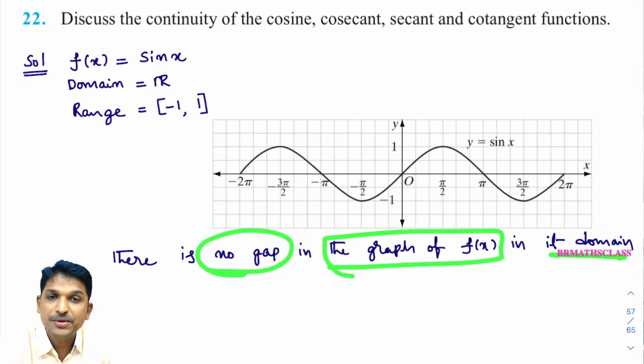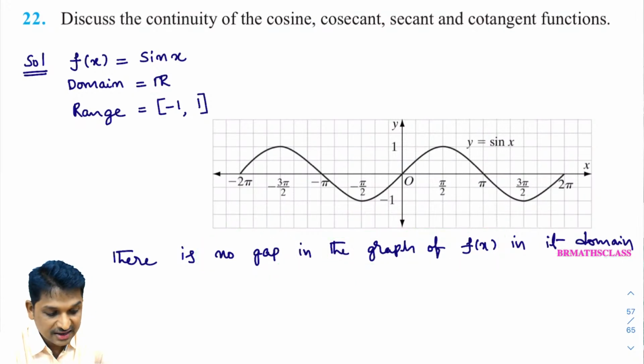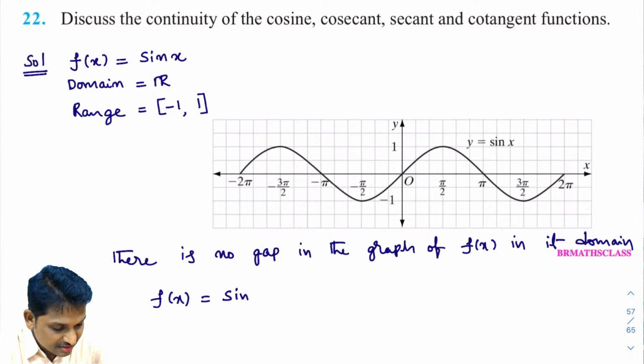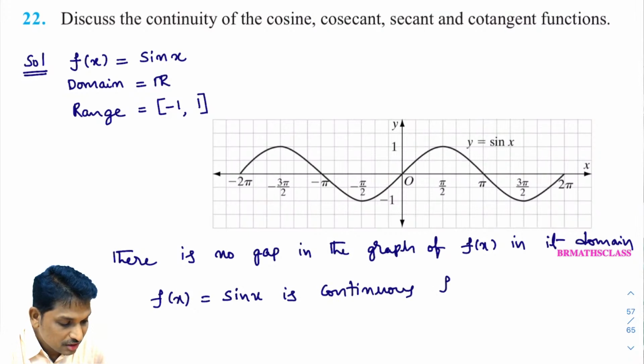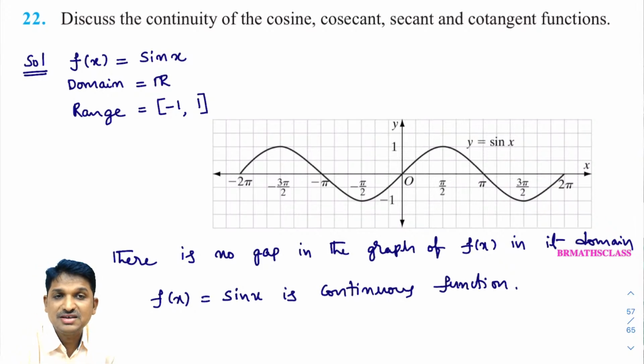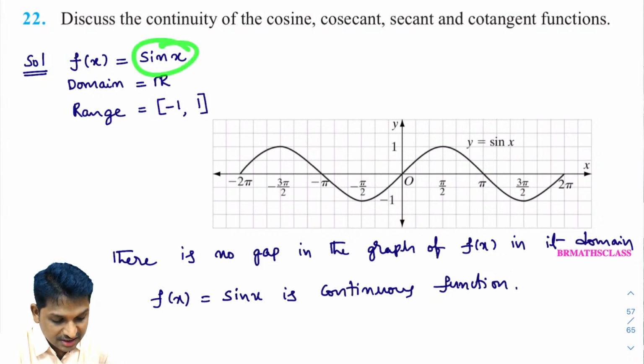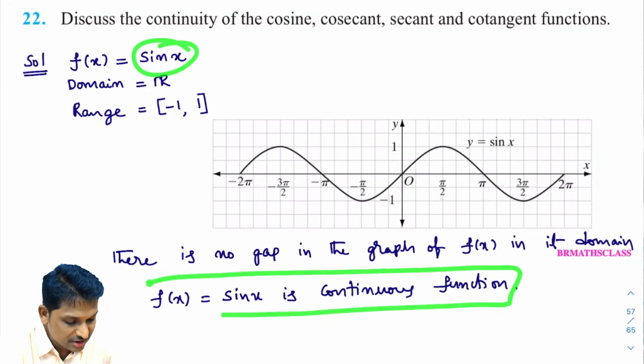As there is no gap in its graph, then what can I say? I can say that f of x equal to sin x is a continuous function. Continuity is always meaningful to discuss for a function on its domain. So I checked the continuity of the first function, that is sin x, and I got that it is a continuous function.